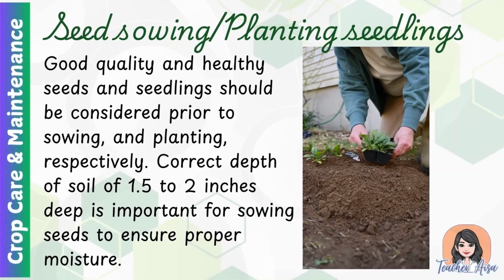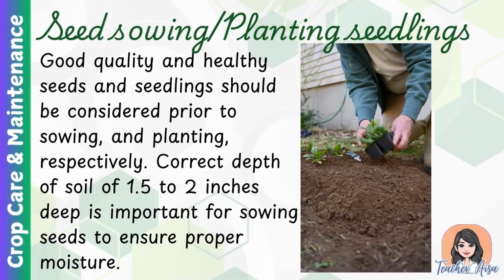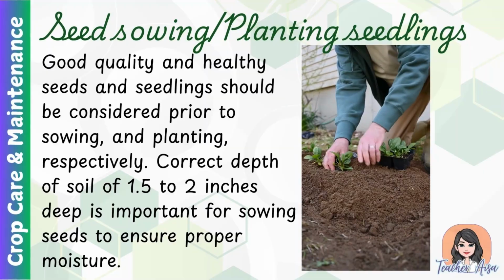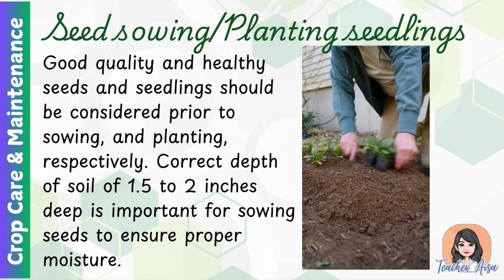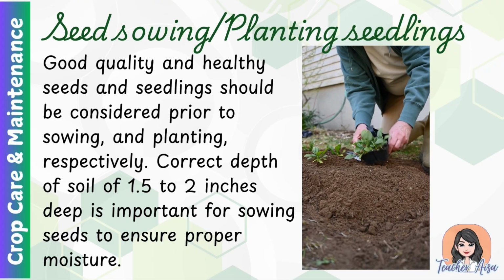Good quality and healthy seeds and seedlings should be considered prior to sowing and planting, respectively. Correct depth of soil of 1.5 to 2 inches deep is important for sowing seeds to ensure proper moisture.